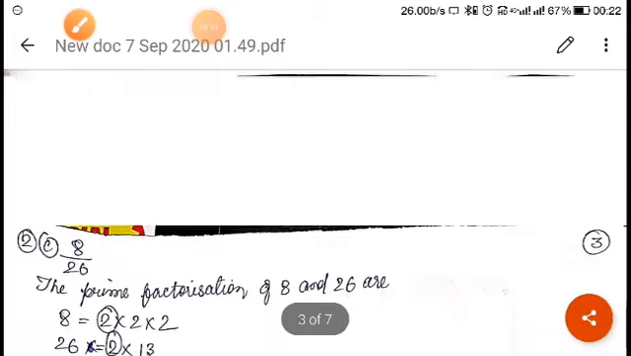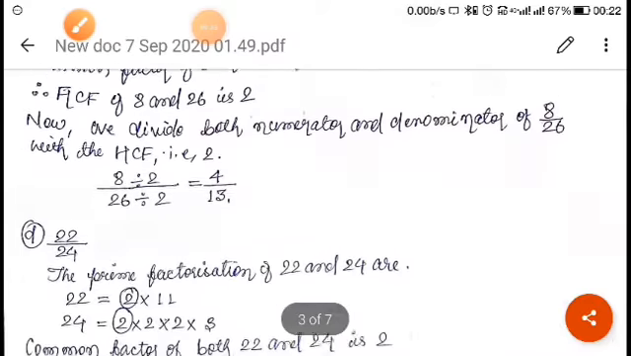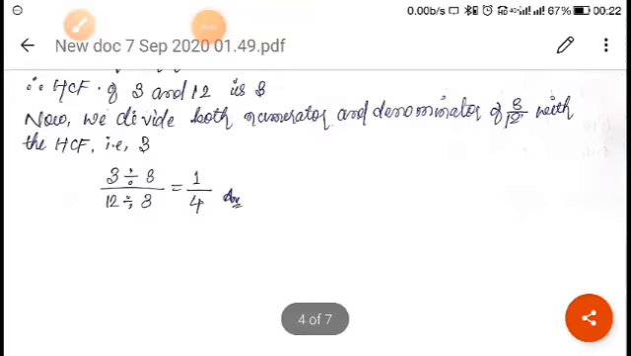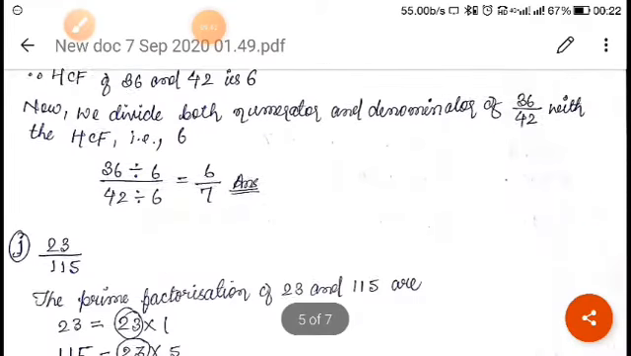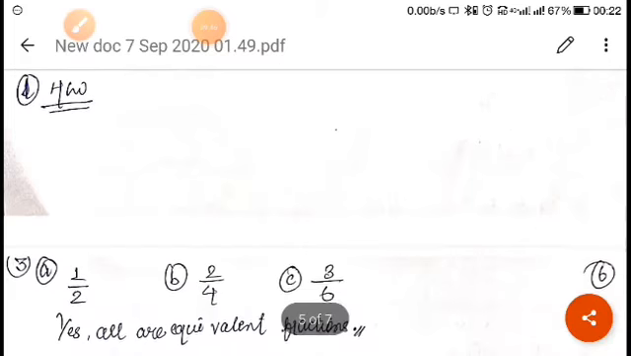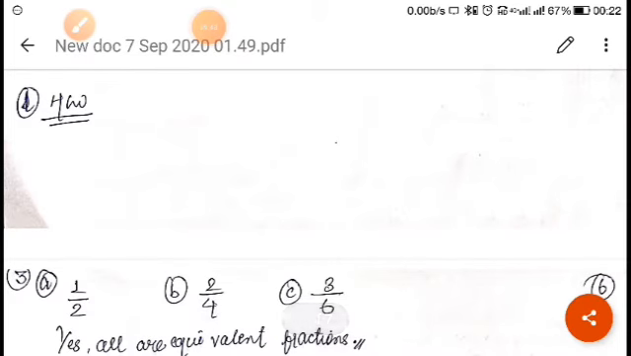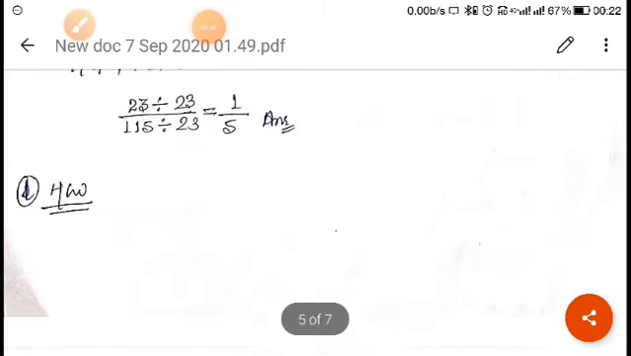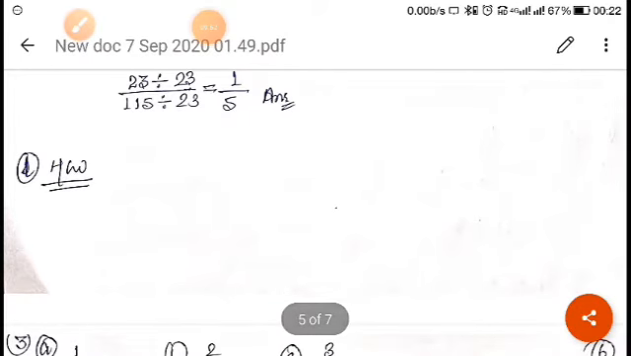So I have done so many questions here. You can see C I have done, D also, F also, H also, and J also. I have given you homework, that is L, okay? Question L, which is 8 by 16. You see this and do it at home and send me the answers in the mathematics group, okay?